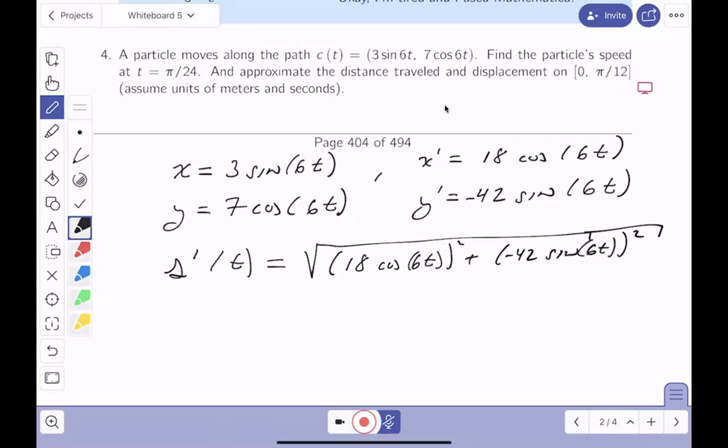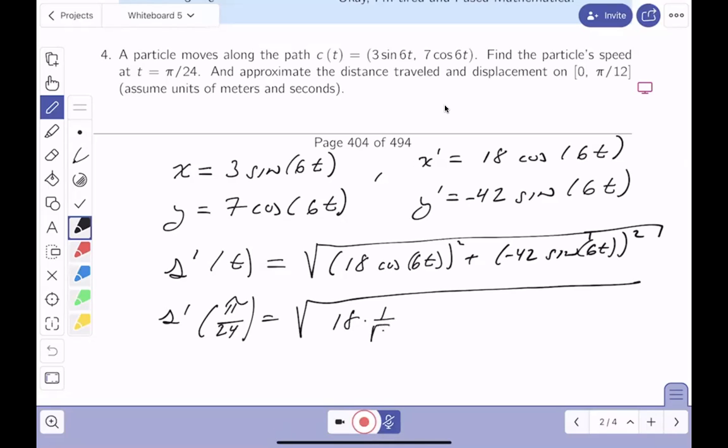And the speed at t equals pi over 24. So I'll write this over here. We'll look at the key later. This is a milestone, by the way. Let's write this down. It's going to be 18 times the cosine of pi over 4, which is 1 over root 2. We need to square that. Plus, we're going to get minus 42 times the sine of pi over 4, which is 1 over root 2.